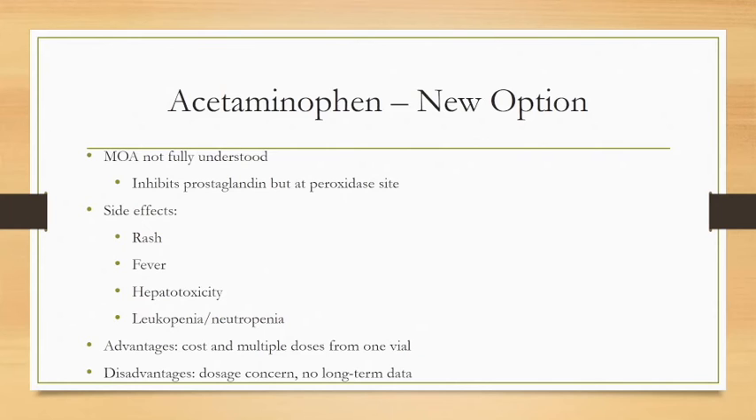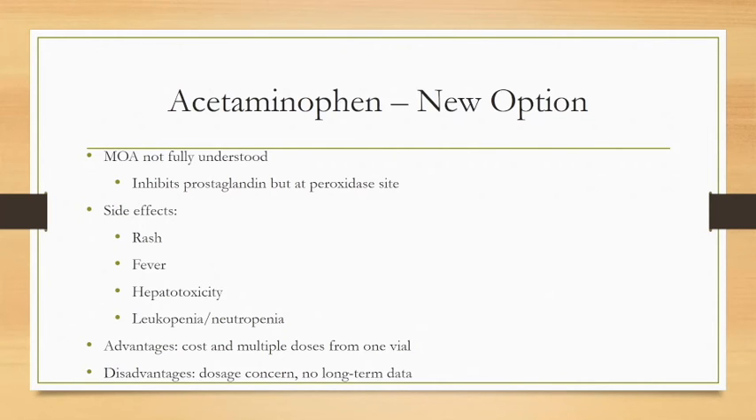There has been a newer option that has been considered, and it is Tylenol. The mechanism of action is not fully understood. However, it inhibits prostaglandins, but at the peroxidase H2 synthetase site. And this therefore has some side effects of rash, fever, hepatotoxicity, leukopenia, and neutropenia. The advantages of Tylenol therefore are cost and multiple doses from one vial.